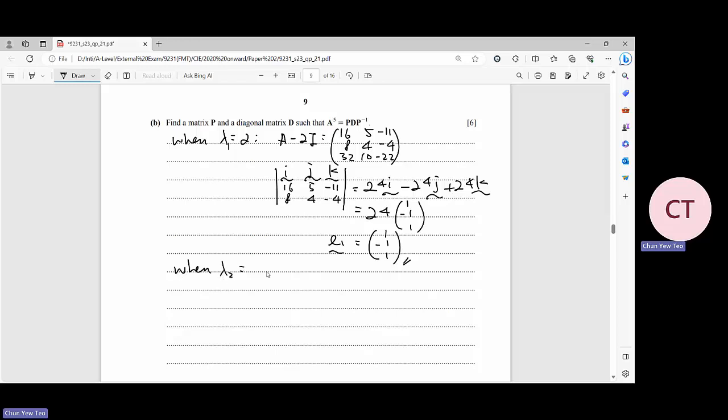So now when lambda 2 is equal to 4, your A minus 4I will equal to this. A minus 4I: just take the original matrix, the diagonal all minus by 4. So the diagonal all minus by 4, minus 4, minus 4. Then you get 8, 32, 10, 5, negative 11, and negative 4.